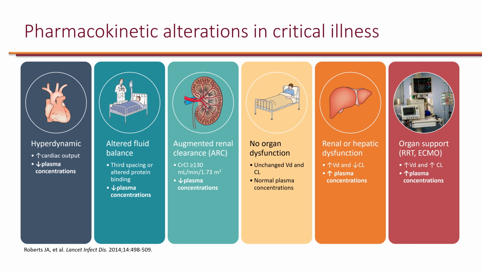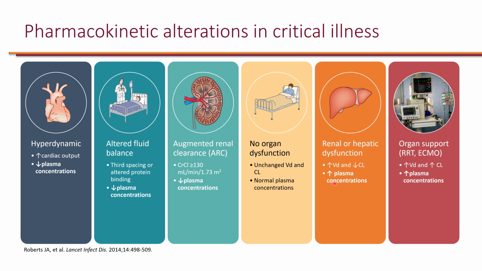Things that can lead to augmented renal clearance include trauma, sepsis, burns, hematologic malignancy, or pancreatitis. These are some of the risk factors, and this is more common inside the ICU. And of course, it's possible that the patient may have no organ dysfunction and be critically ill, which means that your plasma concentrations are actually normal.